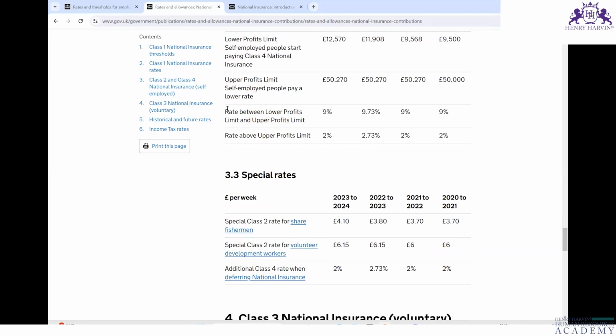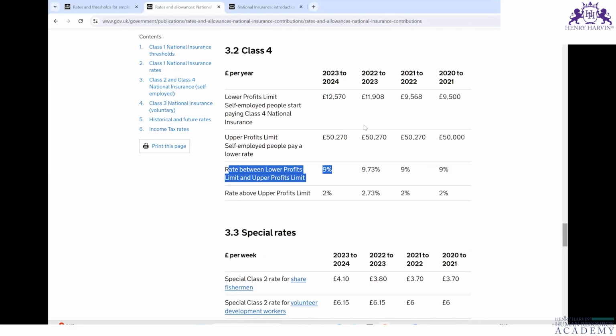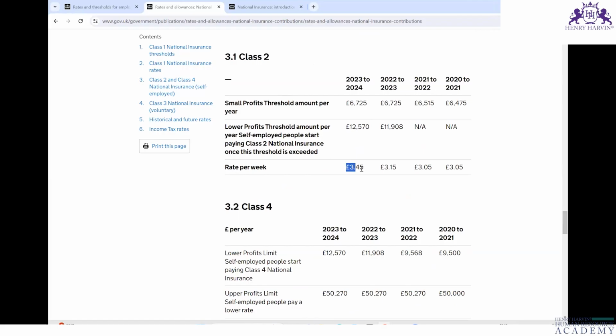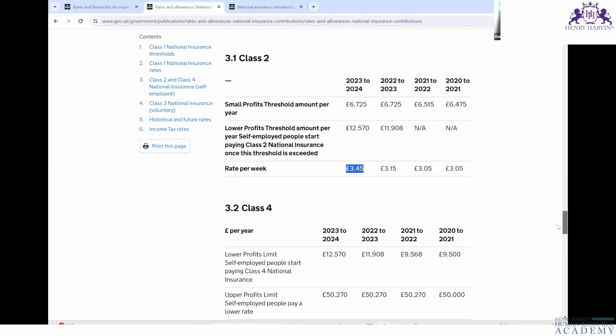Like you see it here, there is a percentage on profit if the profit is on the higher side, class four. Okay. So for class four, they have to contribute a percentage, and for class two, they have to contribute a rate per week. Okay.